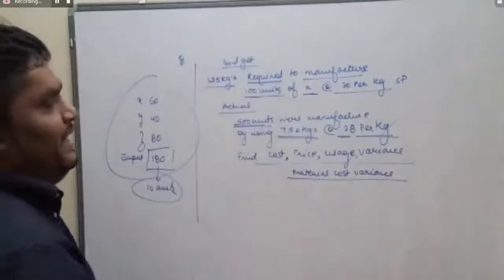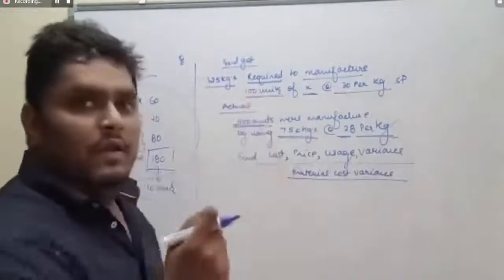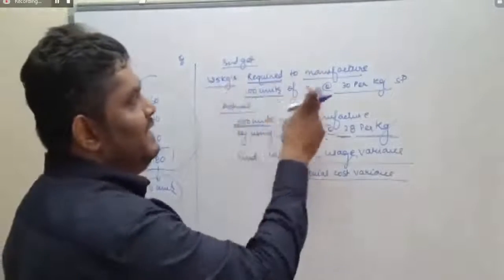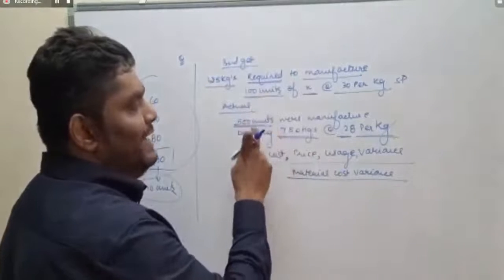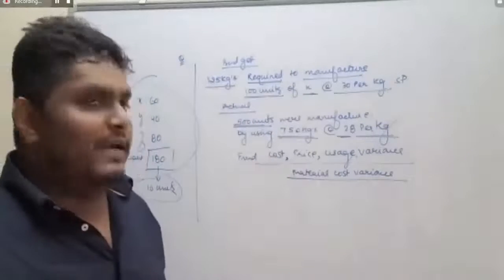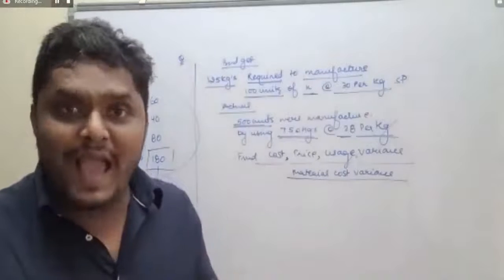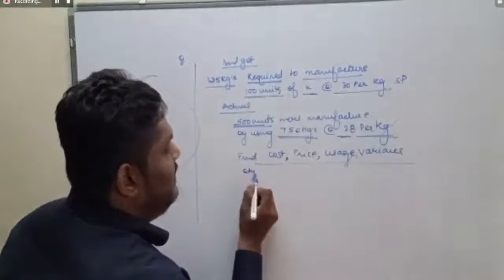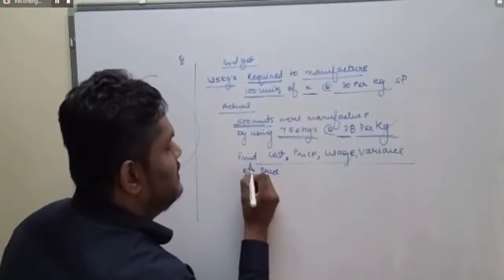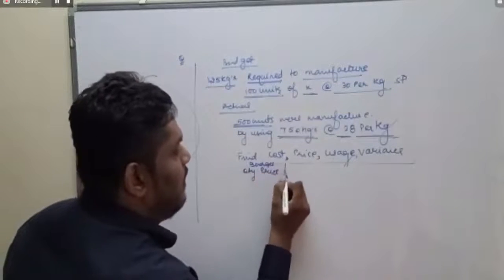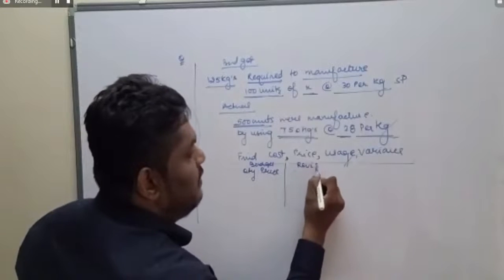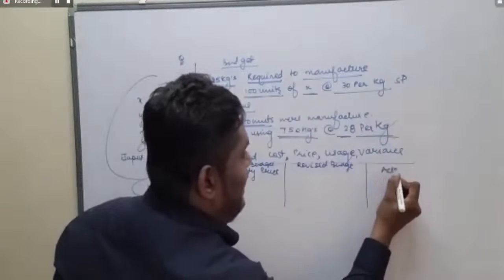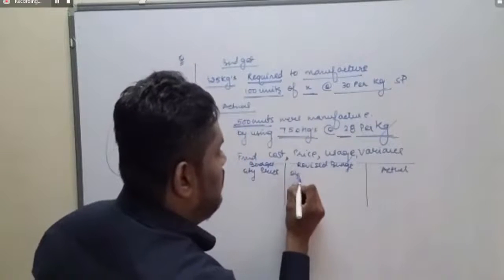When talking about material cost variance in this question, Renuka, please check whether the output is the same or different. Here the budgeted data is given for 100 units and the actual data is given for 500 units. So is the output the same? No. So we have to prepare a revised budget. So quantity and price. This is the budget, the revised budget and the actual. I am following the same format, guys.